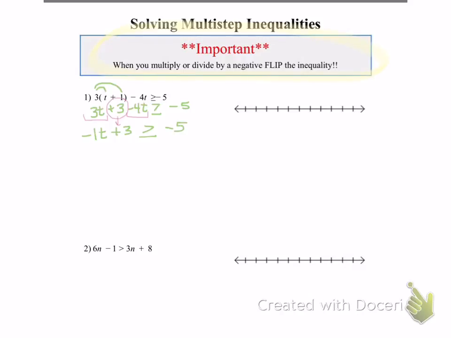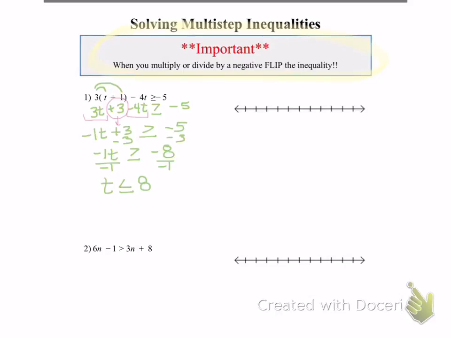Well, let's go ahead and solve this. So first step, I got to get rid of that 3. If it's a positive, I need to subtract 3 on both sides. So I've got negative 1t is greater than or equal to negative 5 minus 3, which gets us a negative 8. Well, let's divide by negative 1 on both sides to get t by itself. So I have t, but keep in mind I just divided by a negative, so I need to flip my inequality. And negative 8 divided by negative 1 gives me a positive 8.